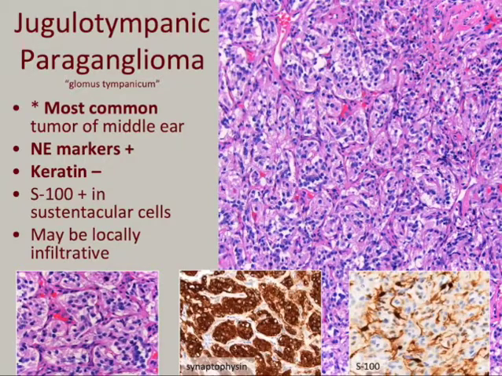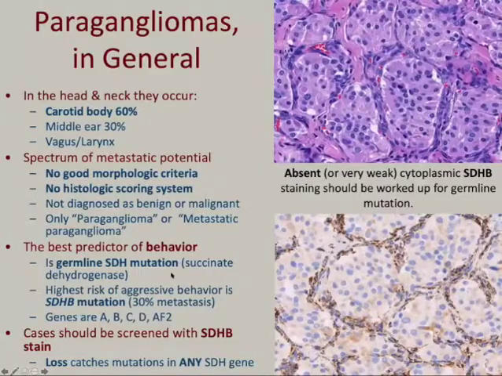These are basically paragangliomas of the ear with your Zellballen, with your S100 sustentacular cells. In general, these days for paragangliomas, we are screening them with SDHB immunostain to screen for a possible SDH syndrome, because the only good predictor of behavior in paragangliomas, i.e. whether they're going to metastasize, is if the patient has a germline SDH mutation. Otherwise, there's no good histologic criteria or scoring system to predict malignancy in these, right?